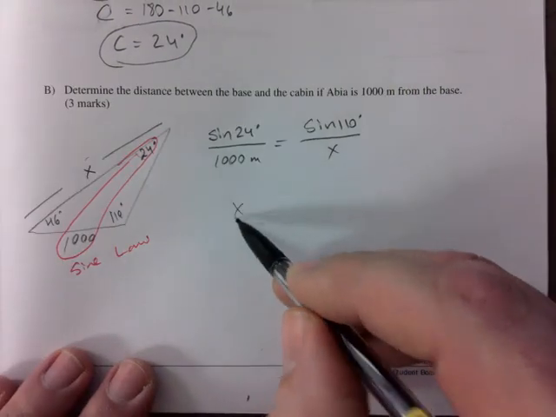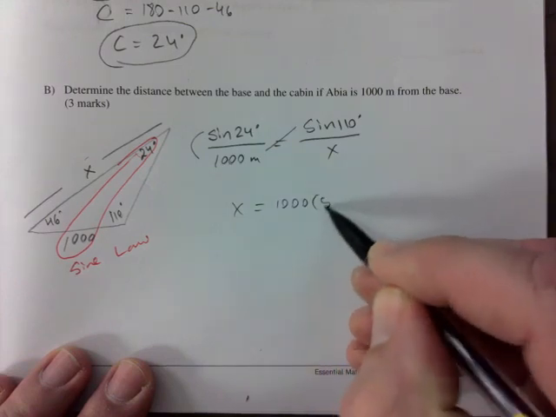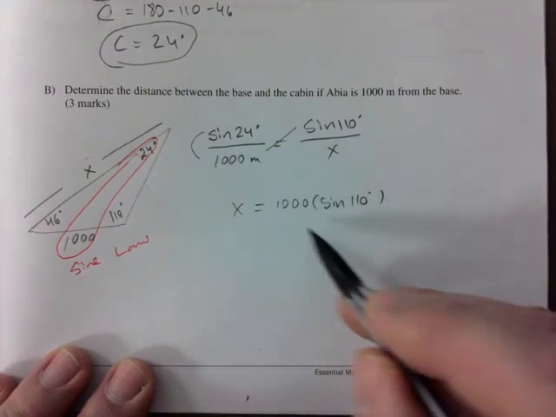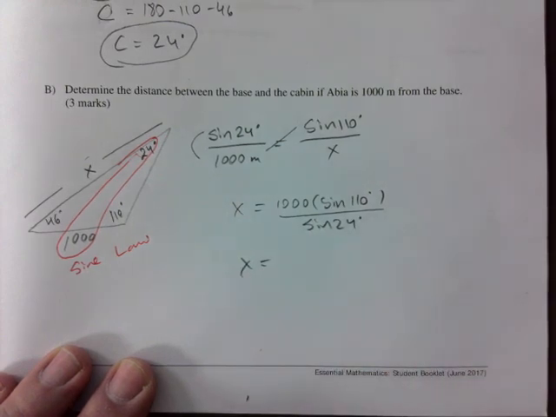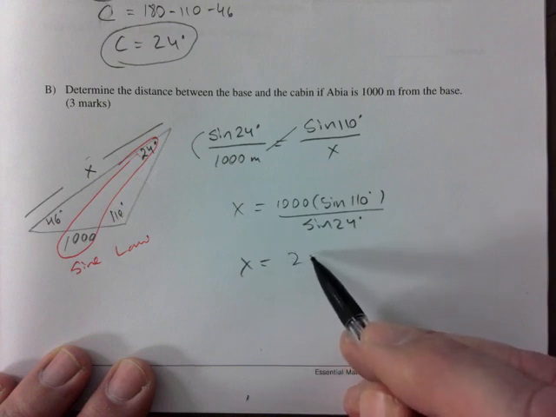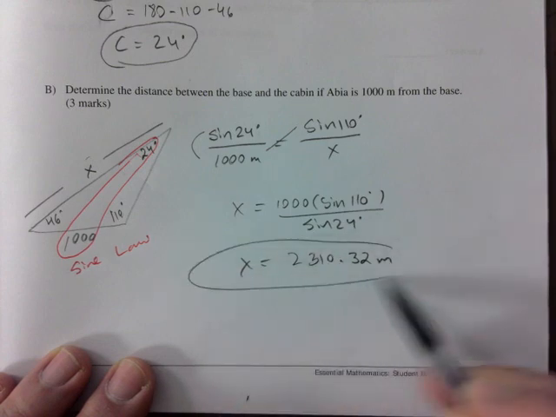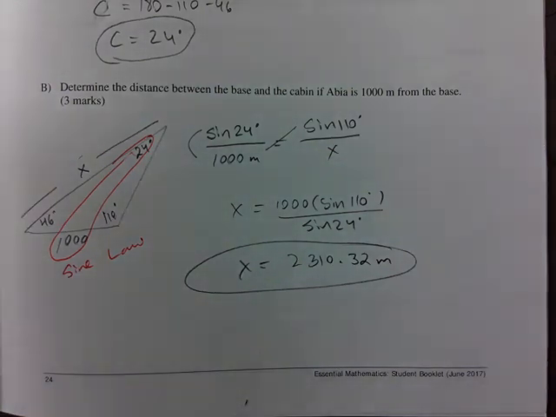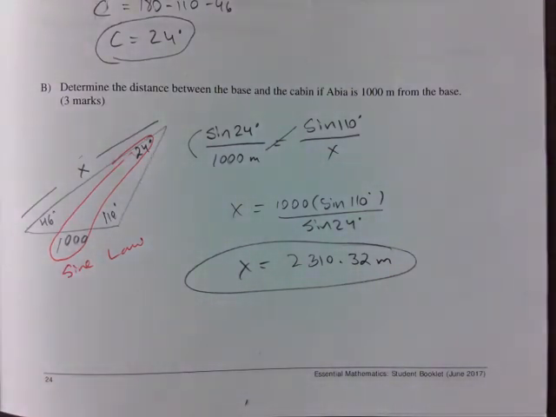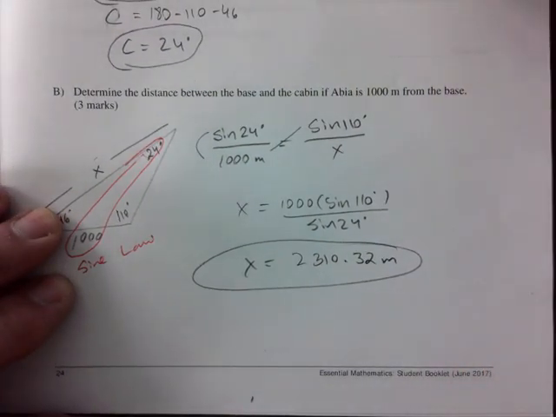And let's solve. So this is cross multiply there, divide. So 1,000 and sine of 110, multiply, sine 24, you divide. 2,310.32, perfect. You could not have used cosine law in this case because you need two sides and the angle in between, or you need all three sides. Let's keep going.